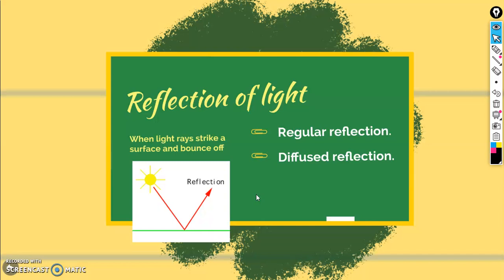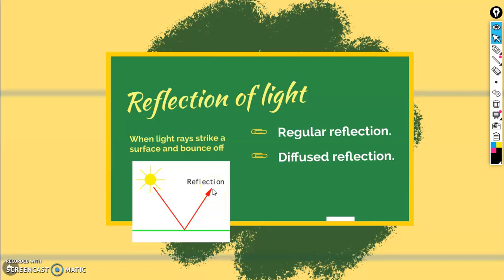In the previous lessons, we said that reflection of light means when I have a light ray, and this light ray strikes a surface like the mirror, like the wood. So what will happen to this light ray? It will bounce off. It will be reflected. This is the meaning of reflection.